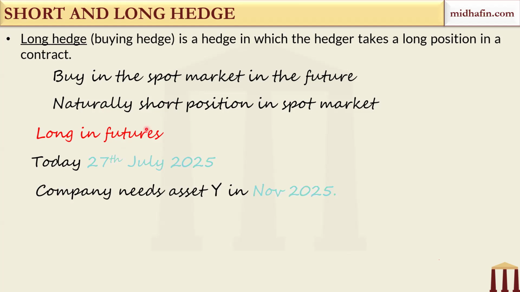Now, today is 27th of July 2025 and the company needs asset Y in November 2025. Again, I will just give you a slight hint over here that this word also, buying, needing to buy or needing it after some time. Because if you look at the context of the farmer, the farmer does not need the crop. The farmer is going to receive it. Technically, the farmer does not need it for his or her own consumption. No, the farmer has to sell it. The farmer is about to harvest it after some time. He will sell it and he'll make profit from it. This company needs it in November 2025.